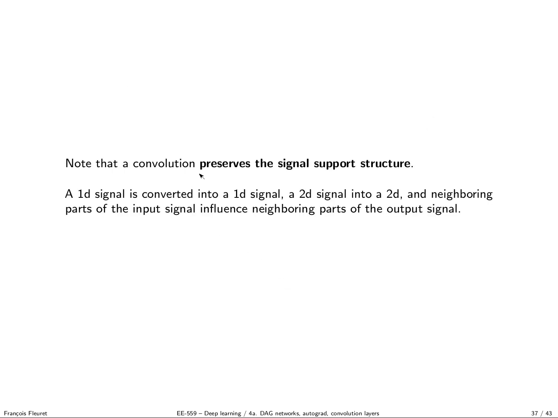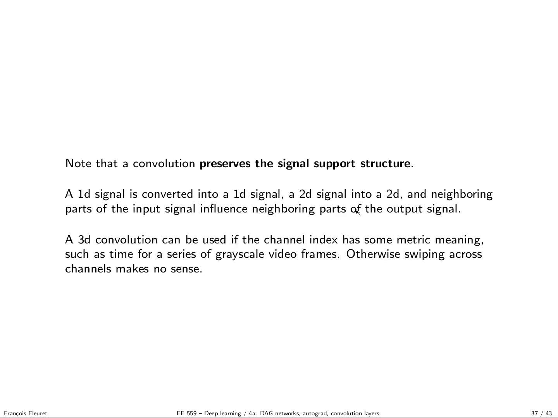Important point, which I hope is already clear, is that the convolution preserves the signal support structure, which is, if you get a 1D signal, you do a 1D convolution, you get a 1D signal. If you get a 2D signal, you do a 2D convolution, you get a 2D signal. And the neighborhood is maintained, which is parts which are close nearby in the original signal are going to influence parts nearby in the resulting output.